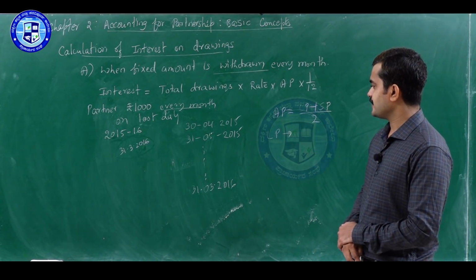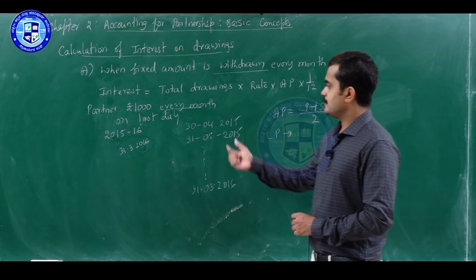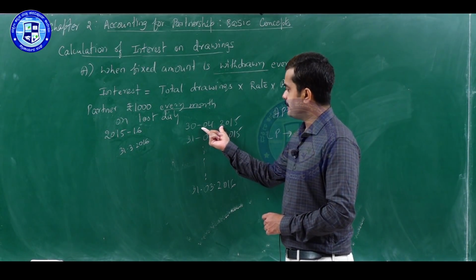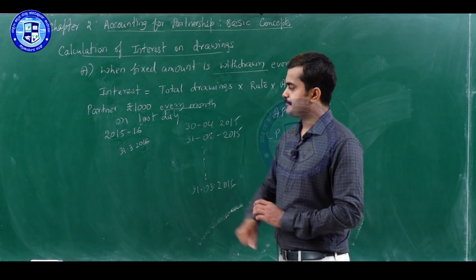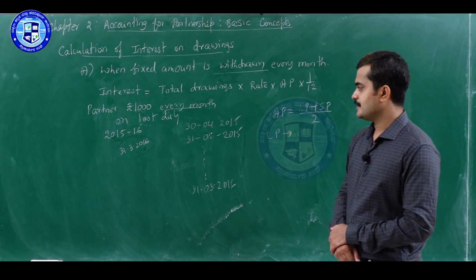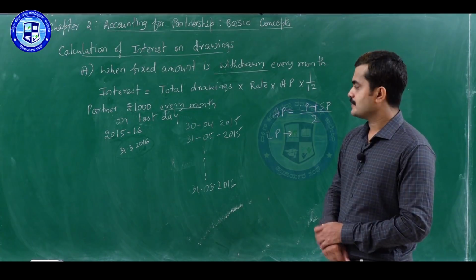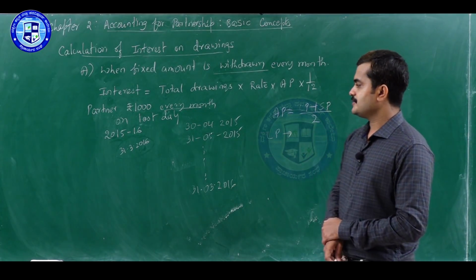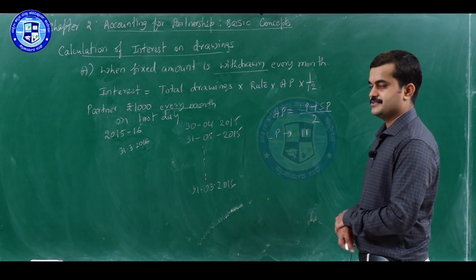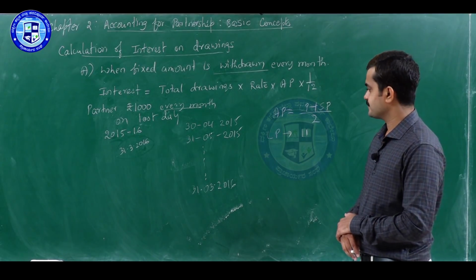So in this case, the longest period is from 30th April 2015 to 31st March 2016. So we have to count months from May. So May to next March, there are 11 months, that is the longest period here.